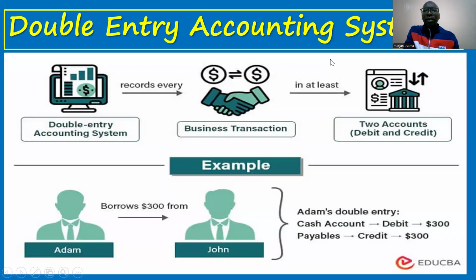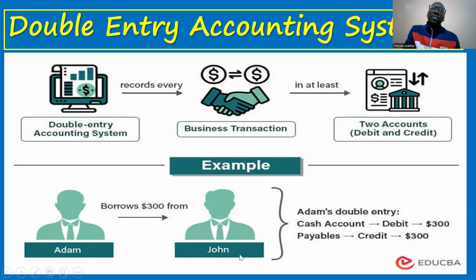Now we have an example here of the double entry system. This is just an explanation. So the double entry accounting system records every business transaction in at least two accounts, that is the debit and the credit. Now here we have an example. Adam borrows $300 from John.